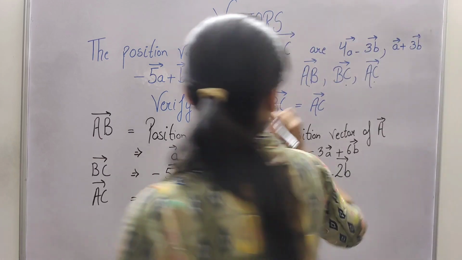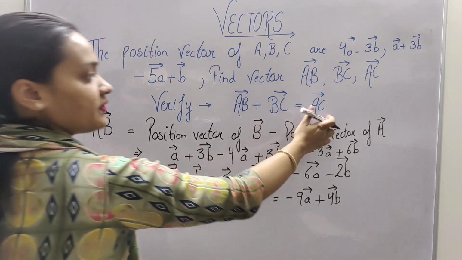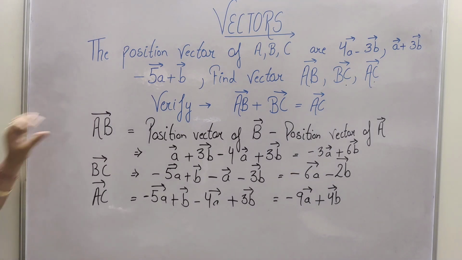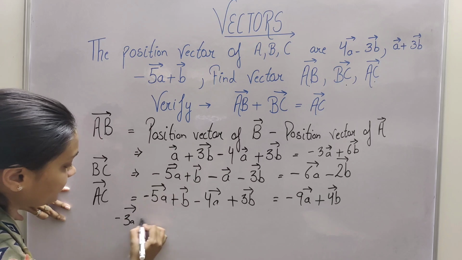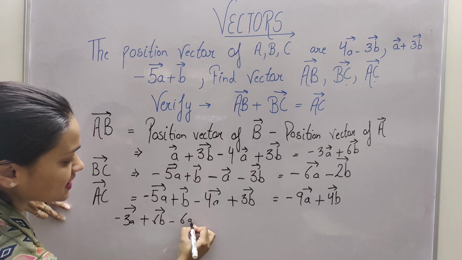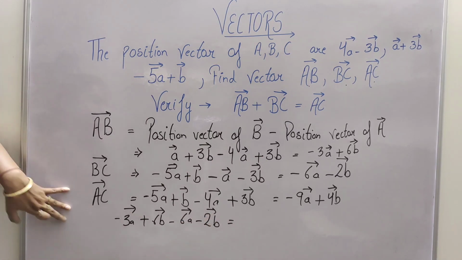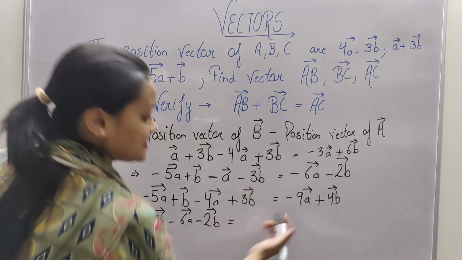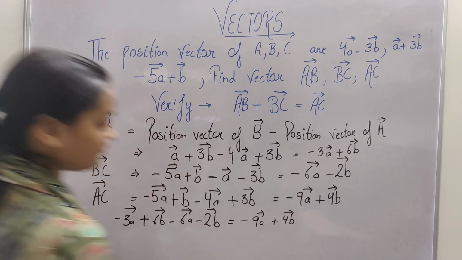Now you have found the values of AB, BC and AC. Now you are going to verify this statement where AB vector plus BC vector is equal to AC vector. Firstly, you are going to write the values of AB, which is minus 3a vector plus 6b vector, plus BC vector, which is minus 6a vector minus 2b vector, which must be equal to AC if we are going to verify the question. AC is minus 9a vector plus 4b vector.